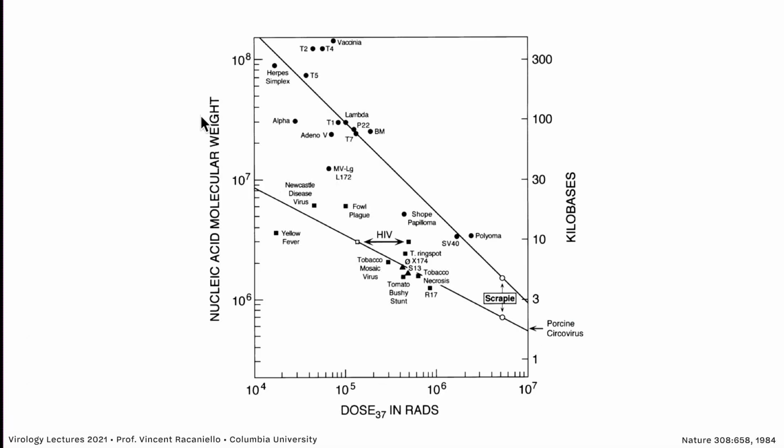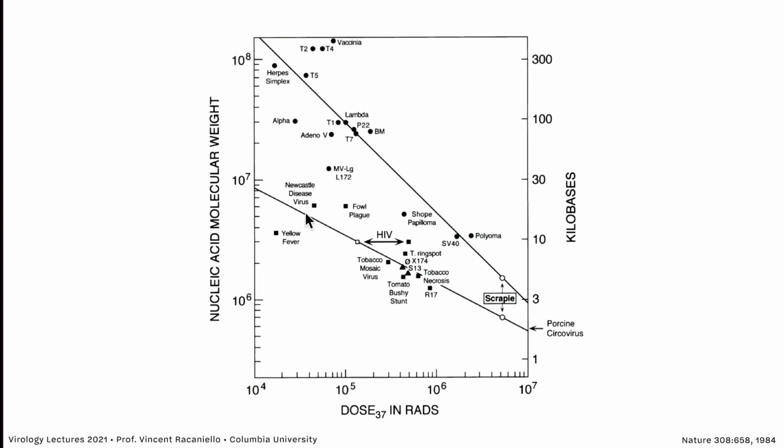So here's an inactivation curve of the scrapie agent. So basically what you do here, you irradiate the agent, and then you do a biological assay. For scrapie, you inject it into an animal. You can inject it into hamsters, for example, and they will develop the disease. And then you do an inactivation curve, and you see how much radiation you need to inactivate infectivity.